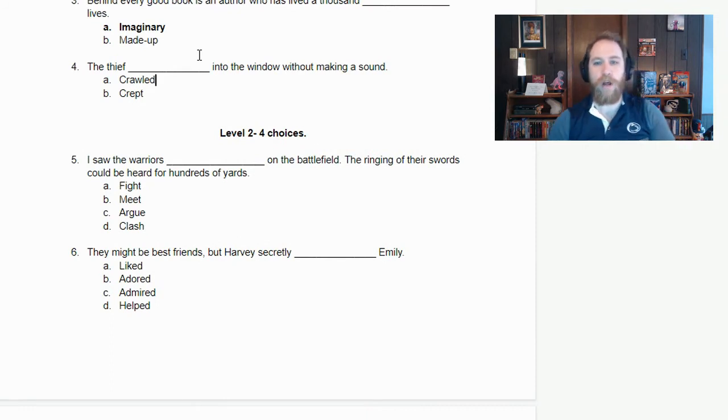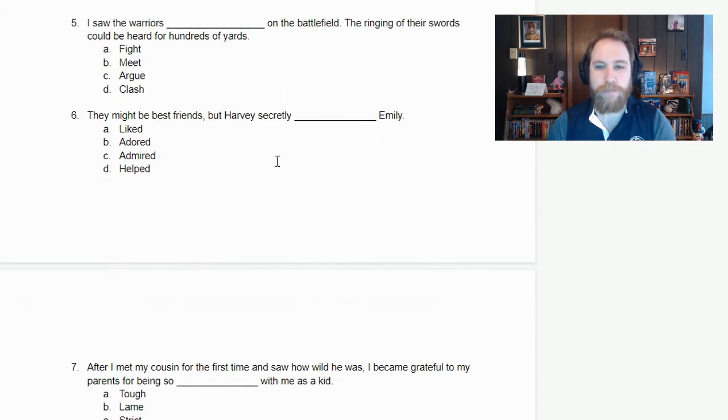For number 4, the thief blanked into the window without making a sound. So did he crawl into the window or did he creep into the window, right? The thief crawled or crept into the window. I might have just given you a hint there in that crept is the past tense of creep, right? It's to move without making a sound. So if you're moving into a window without making a sound, crept is the best option there. All right, so that's level 1.